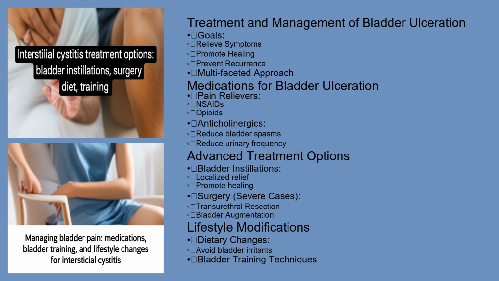Treatment and management of bladder ulceration aim to relieve symptoms, promote healing, and prevent recurrence. This often involves a multifaceted approach. Medications such as pain relievers, including NSAIDs and opioids, can help manage pain. Anticholinergics can reduce bladder spasms and urinary frequency. Bladder instillations, where medications are directly instilled into the bladder, can provide localized relief and promote healing. Surgery, such as transurethral resection or bladder augmentation, may be necessary in severe cases that don't respond to other treatments. Lifestyle modifications, such as dietary changes to avoid bladder irritants and bladder training techniques, can also be beneficial.